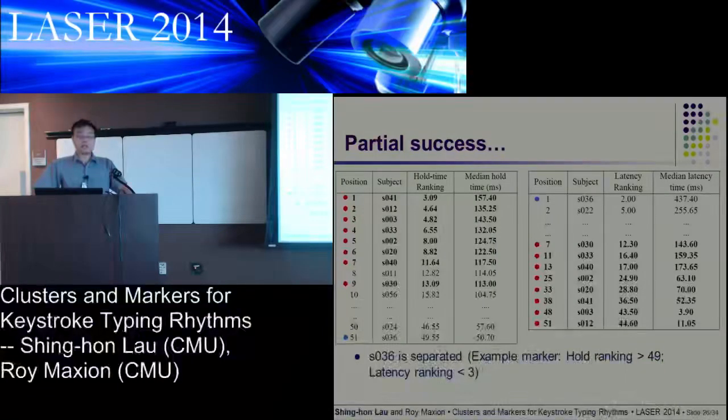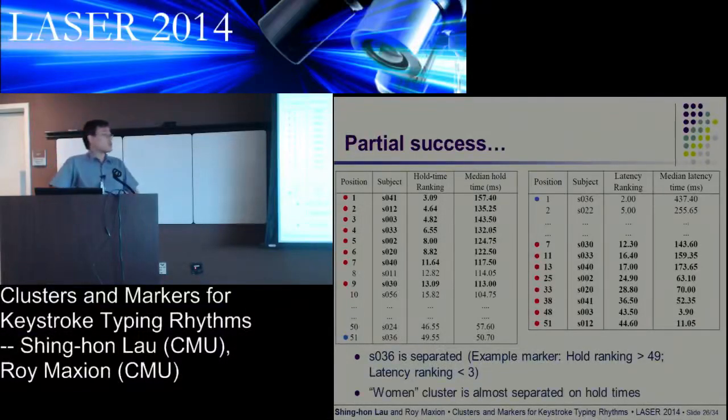Alternatively, I could pick the latency rankings and say, well, the latency ranking has to be less than 3. Again, you can easily verify that only 36 has a latency ranking less than 3, and everybody else has a ranking greater than 3.